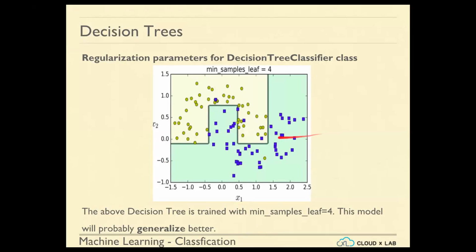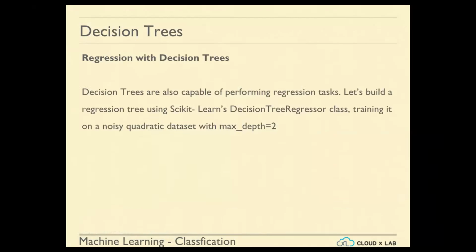The moment we said keep the minimum samples per leaf as 4, it ignored these points. So this kind of model, which is more regularized, will generalize better.